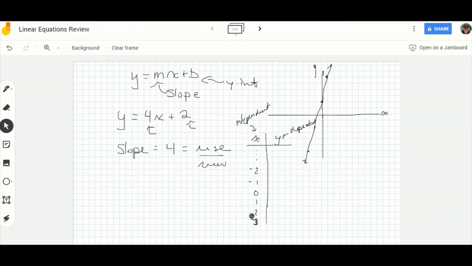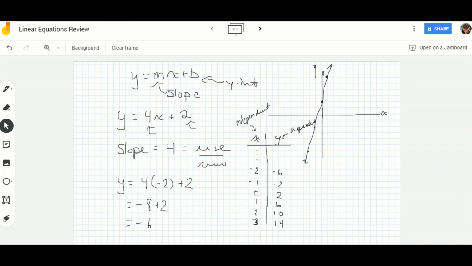If I plug -2 into my equation, that is y = 4, which is my slope, times -2 plus 2, which gives me -8 plus 2, which is equal to -6. So that goes here in my table. If I continue on with -1, I know that that's going to equal -2. At 0, it's 2. If I plug 1 in, that makes 6, 10, and 14.